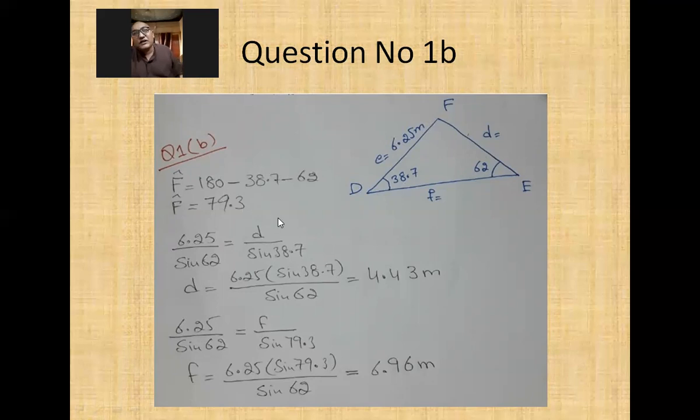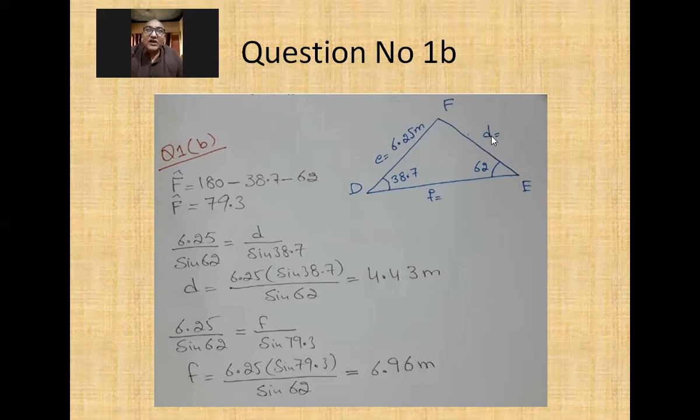Very simple concept, because the sum of the three internal angles of a triangle is 180. So F will be equal to 180 minus 38.7 minus 62. So F will be equal to 79.3 degrees. Now I know this angle.